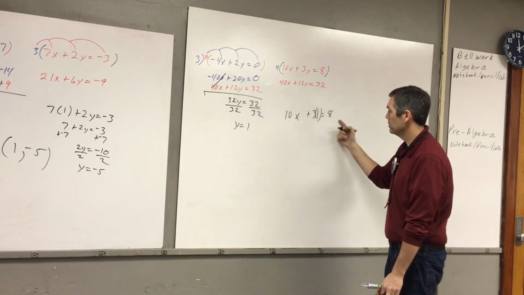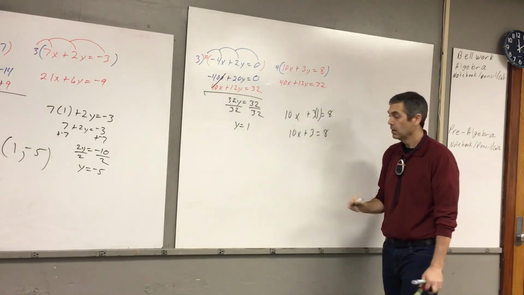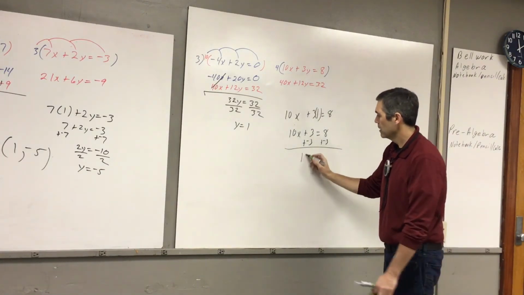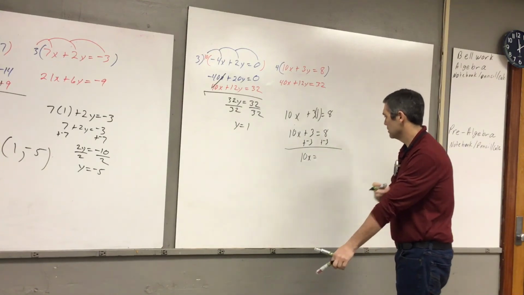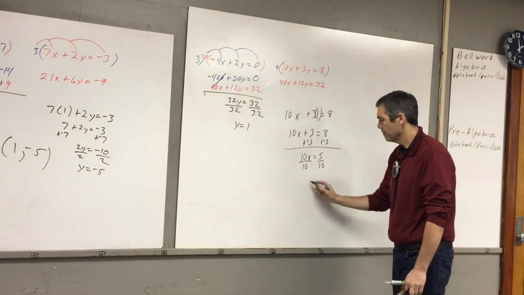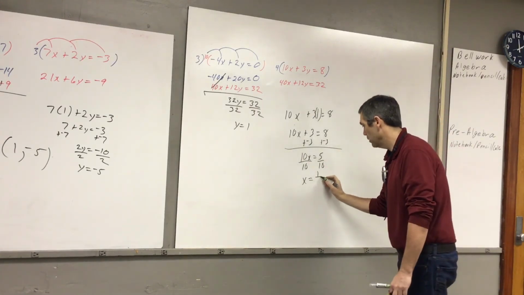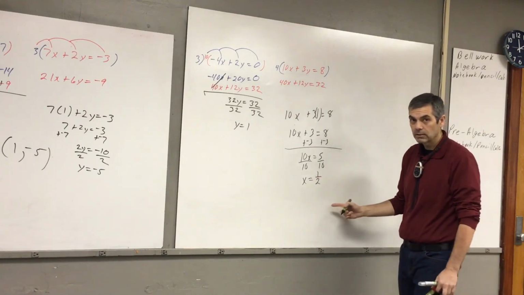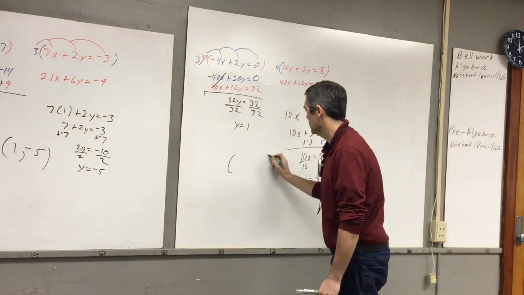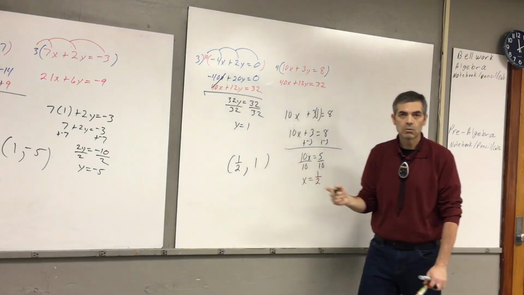10x plus 3 times 1 equals 8. So I've got 10x plus 3 equals 8, okay? Now I'm going to add negative 3. Got you 10x equals 5, divide by 10, x equals 5 over 10, which reduces to 1 over 2, and we have a fractional answer. It's okay, sometimes you get a fractional answer. All right, so parenthesis, 1 over 2, comma, 1 is where these lines cross.